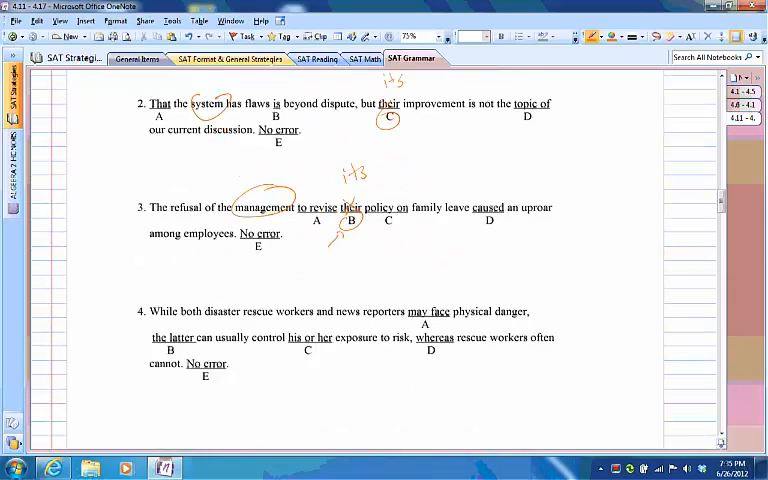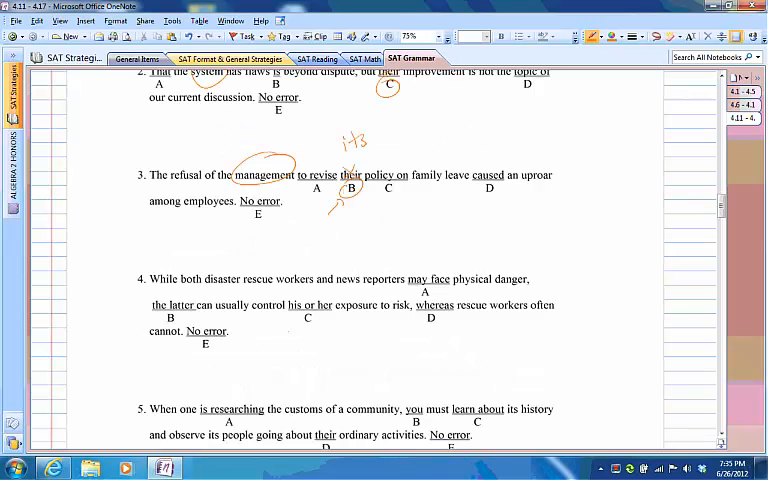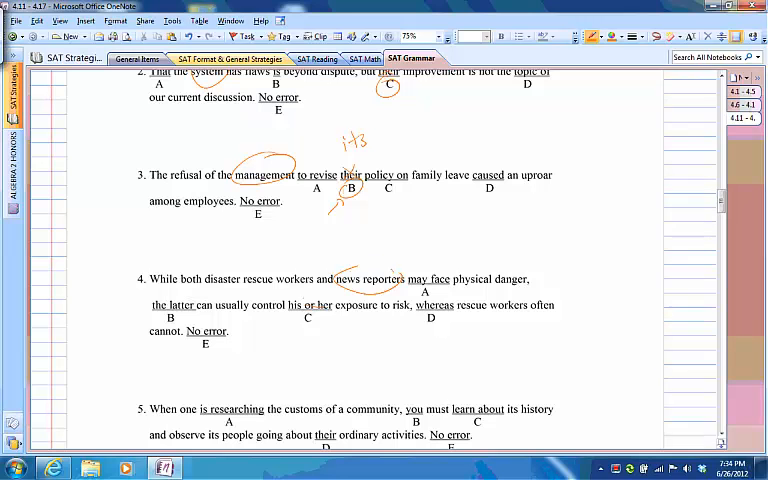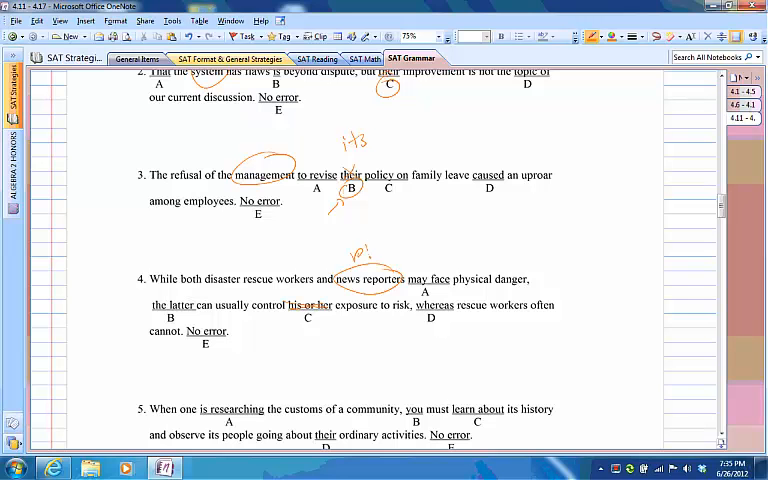While both disaster rescue workers and news reporters may face physical danger, the latter may control, well, you're talking about news reporters. When you're talking about the latter, that's the most recent thing. News reporters is plural. Control their exposure risk.